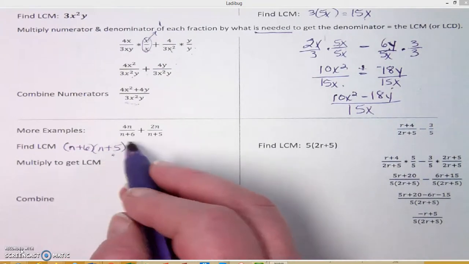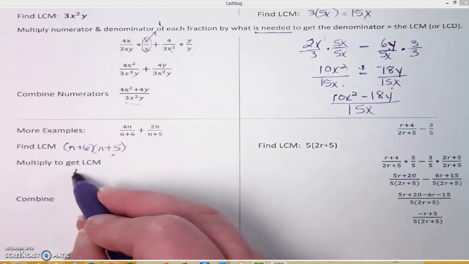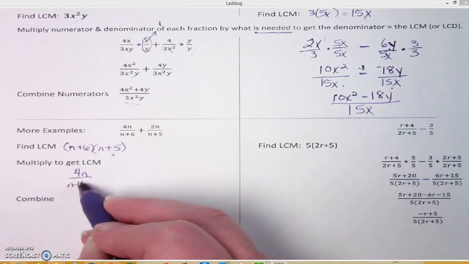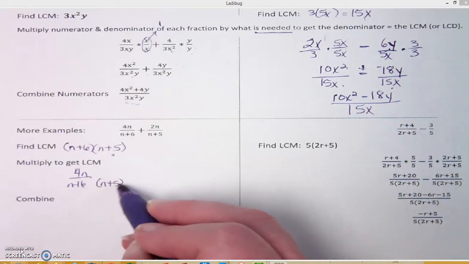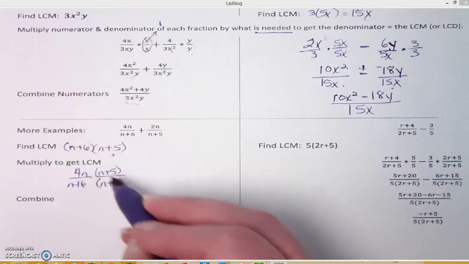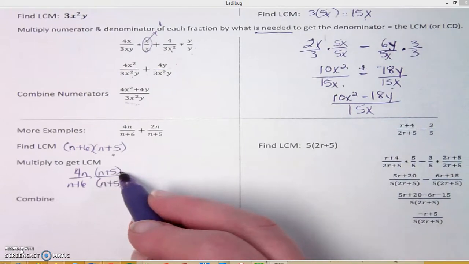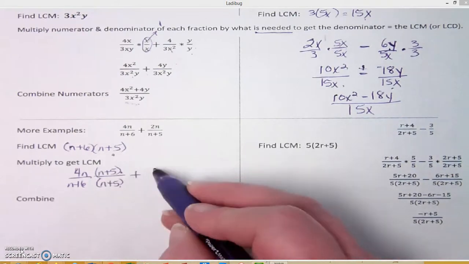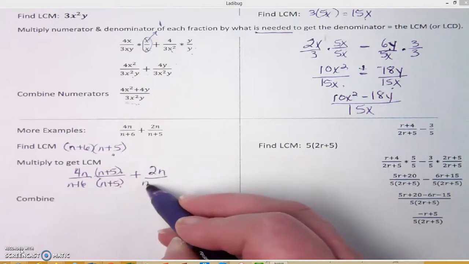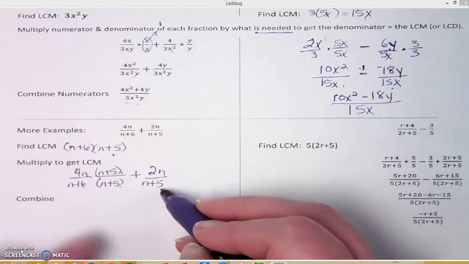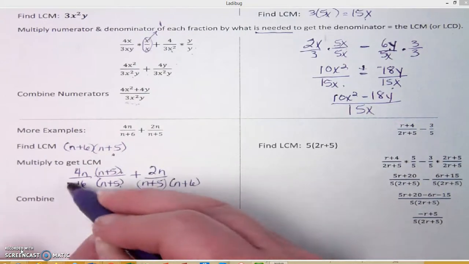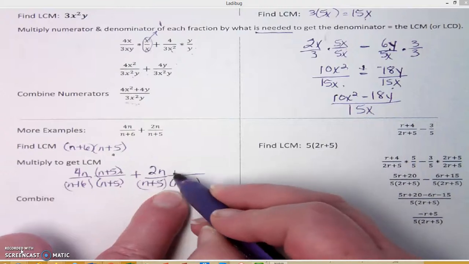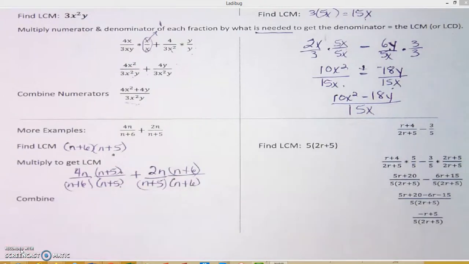Now I need to multiply each fraction to get to that. So I'll take my first fraction, 4n over n plus 6. What do I need to get to it? I need to multiply by n plus 5. What I multiply the denominator by, I have to also multiply the numerator by. Plus, now let's write our second fraction, 2n over n plus 5. To get to our least common multiple, I am missing the n plus 6. And you could go ahead and put parentheses around here if you wanted to. N plus 6.